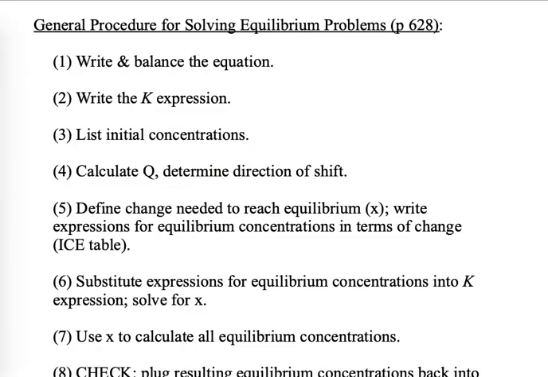So here's the general procedure. Write and balance the equation, write the K expression, list the initial concentrations, calculate Q if necessary, determine the direction of shift. Remember, if there is 0 moles per liter of either reactant or product, the reaction must shift toward that because it can't shift away from it.